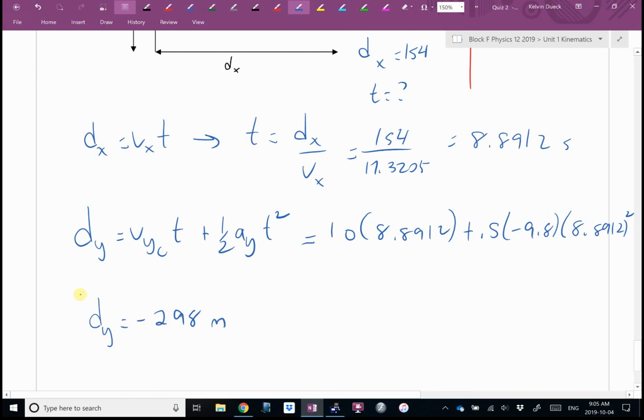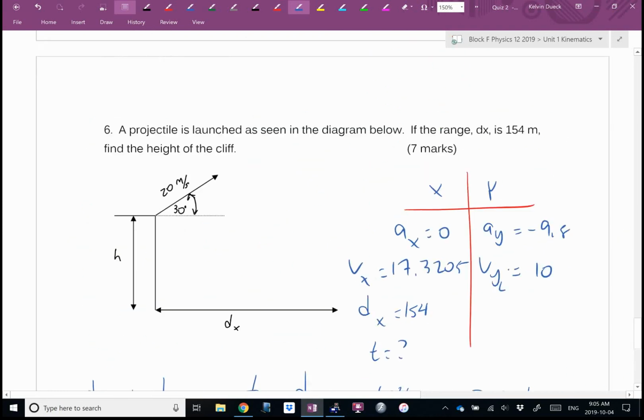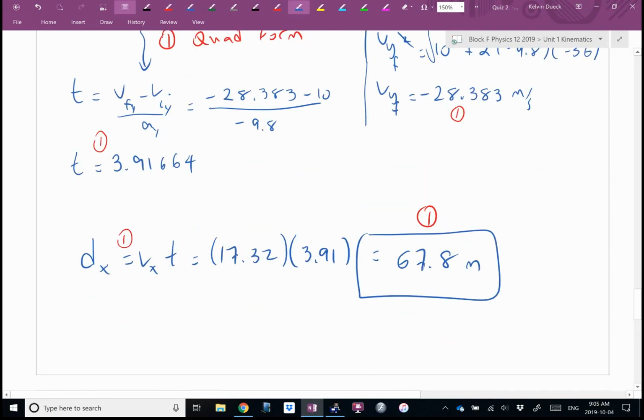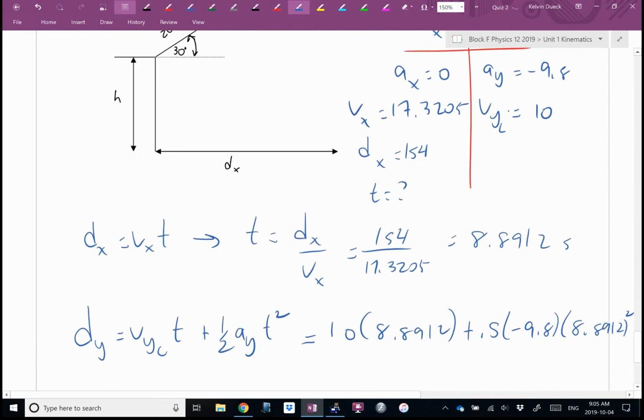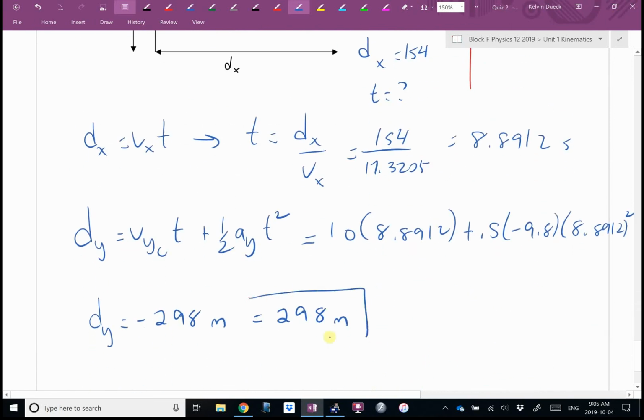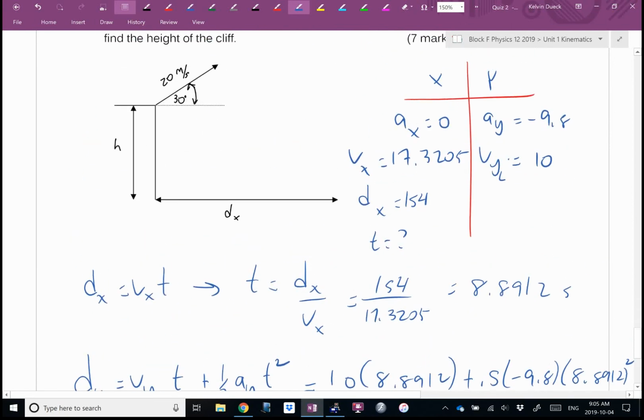If you said that, I'll give you full marks. I'm going to make it positive in my final answer because it did say height. If you're missing units, meters, on your final answer, or on the previous question, I always take off a half mark. If you got this right, I would give you 7 out of 7. Otherwise, again, similar to before, I would give you a half mark for that.